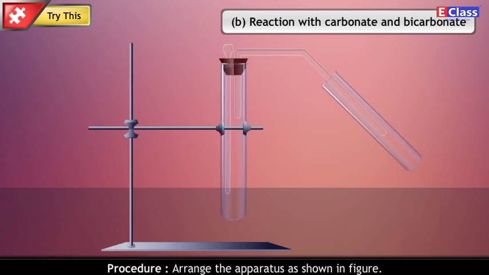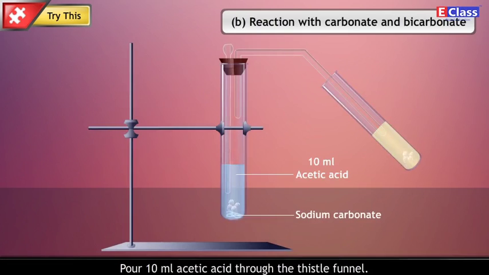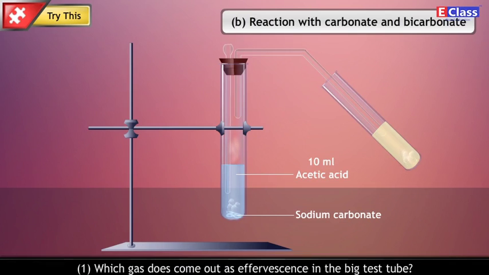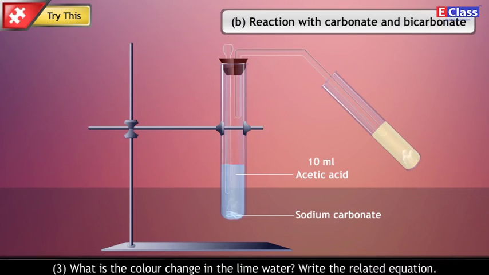Arrange the apparatus as shown in the figure. Place sodium carbonate powder in the big test tube. Pour 10 ml acetic acid through the thistle funnel. Observe the changes taking place in the two test tubes. 1. Which gas comes out as effervescence in the big test tube? 2. Why are bubbles seen in the small test tube? 3. What is the color change in the lime water?